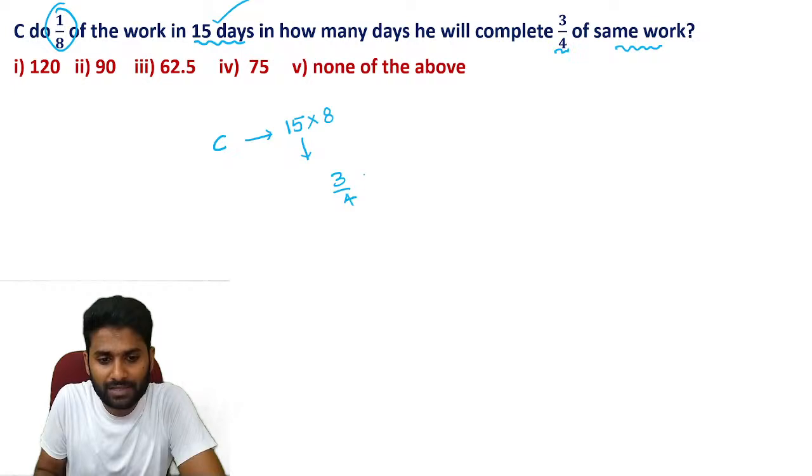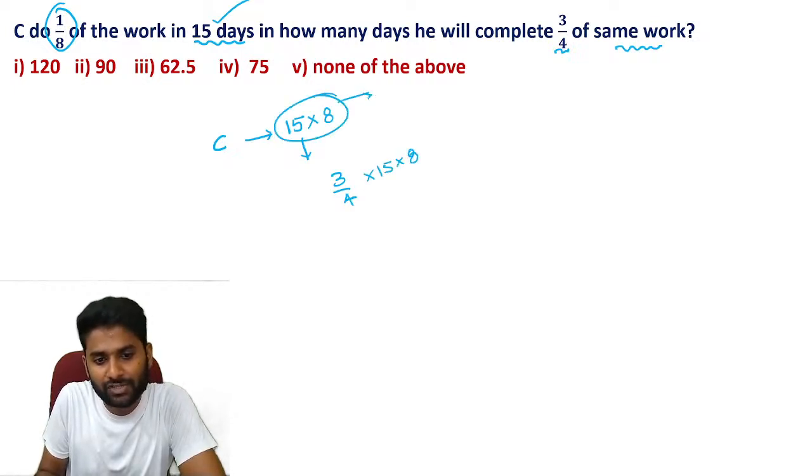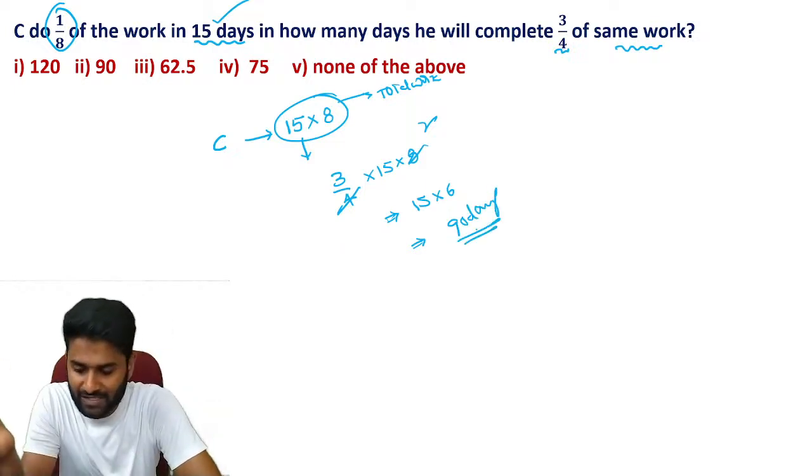Now see, 3 by 4th of 15 into 8. Guys, 15 into 8 is all about the total. Now see, 4 goes exactly 2 times. Now 15 is multiplied with 6. Then it takes exactly 9. Now see, you can split 15 as 10 plus 5. 6 into 10, 60. 6 into 5 is 30. 60 plus 30 is equal to.